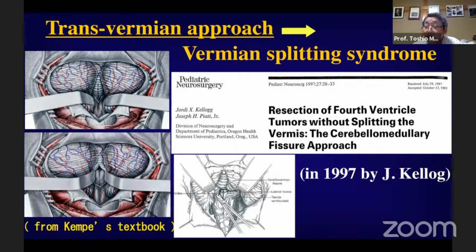The transvermian approach requires the incision of the inferior vermis. The incision of the vermis and the lateral retraction of the dentate nuclei have sometimes been implicated in the so-called cerebellar mutism syndrome. After starting the cerebromedullary fissure opening, we did not have any cases in which the vermian splitting syndrome occurred post-operatively. In 1997, Kellogg et al. reported that the cerebromedullary fissure approach did not cause post-operative vermian splitting syndrome, with good surgical results in their 11 cases.